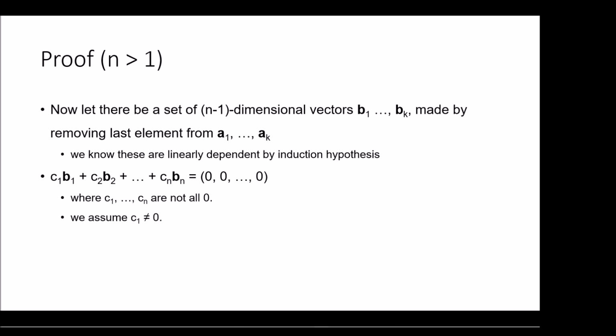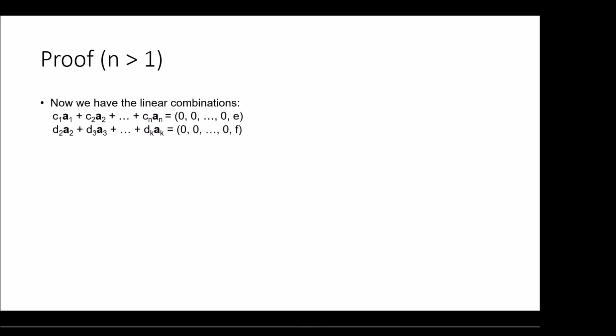And we also assume that the vectors are set up in a way such that c1 is not equal to 0. We then introduce a second set of scalars, which is d2 through dk. Again, d2 through dk are not all 0 because the set of vectors b1 through bk are linearly dependent. Okay, so we have the scalars c and d applied to the a vectors now.